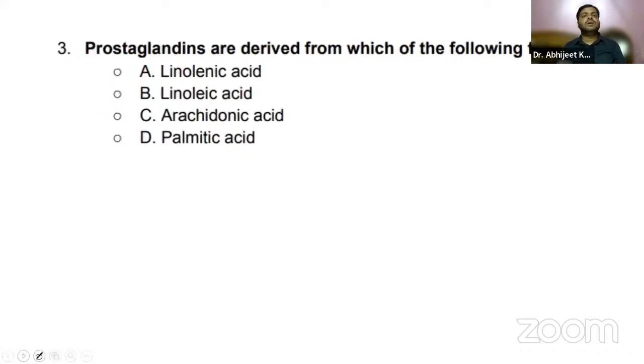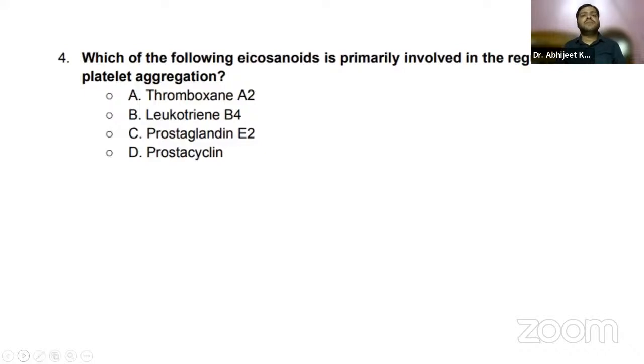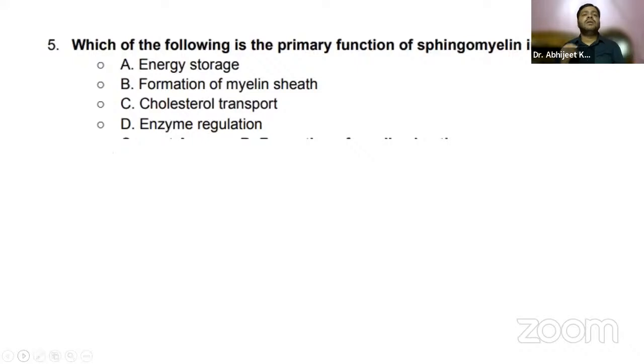Very good, Manvi. The third question: prostaglandins are derived from which of the following fatty acids? Yes, Manvi, I'm waiting for your answer. Very good. It is the arachidonic acid. Which of the following eicosanoids is primarily involved in the regulation of platelet aggregation? It is thromboxane A2. Which of the following is the primary function of sphingomyelin in nerve cells? Yes, it is the formation of the myelin sheath.